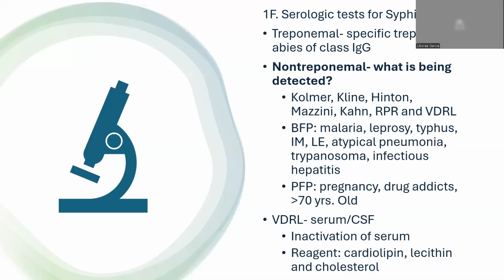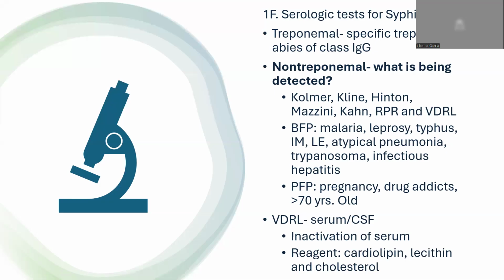The first step is to inactivate the serum at 56 degrees Celsius for 30 minutes. The main source of your antigen is cardiolipin. By the name itself, lipin, it's a phospholipid. This is extracted from a normal beef heart.